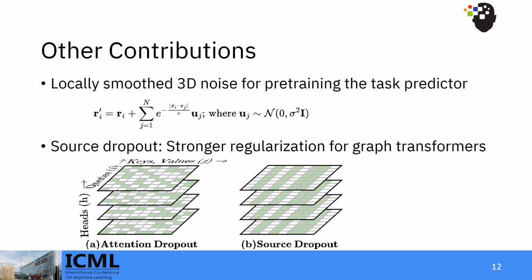In attention dropout, individual attention weights are randomly set to 0. However, in our source dropout method, we drop entire columns of key-value pairs for all queries in all heads within a layer. The figure illustrates the difference between these two approaches. On the left, you see attention dropout, where individual cells are randomly dropped. On the right, you see our source dropout, where entire columns are dropped consistently across all attention heads. The effect of source dropout is to make some nodes invisible to others during the information exchange process. This forces the model to learn more robust representations that can handle missing information.